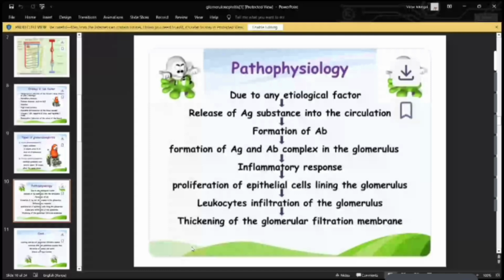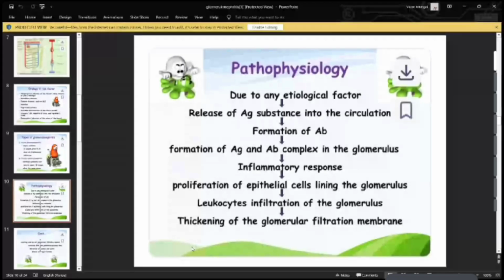Then you have the pathophysiology of glomerulonephritis. Due to any etiological factor, it leads to the release of antigen substance into the circulation. Then there is the formation of antibody. Next, you have the formation of antigen-antibody complex in the glomerulus. Then it leads to an inflammatory response, proliferation of epithelial cells lining the glomerulus, then leukocyte infiltration of the glomerulus. Then finally, you have thickening of the glomerular filtration membrane.